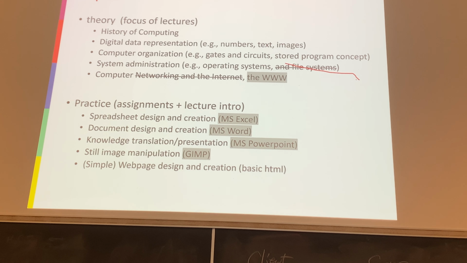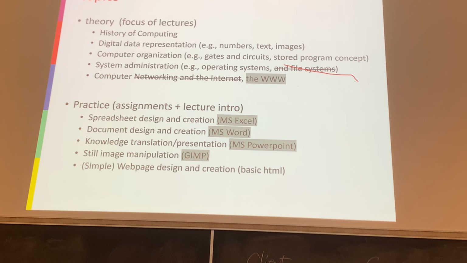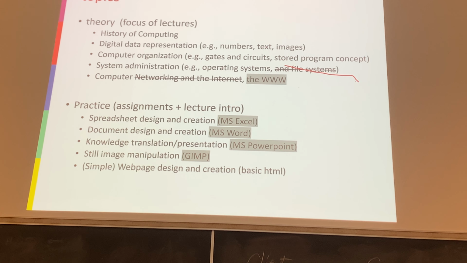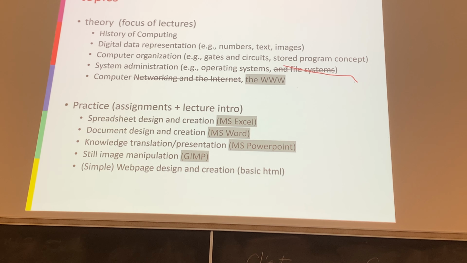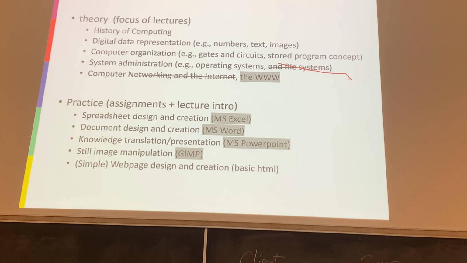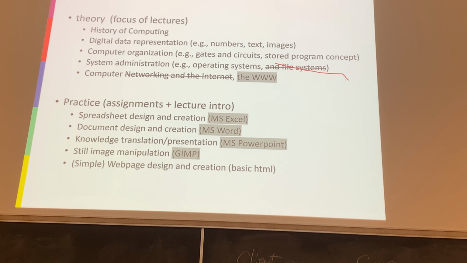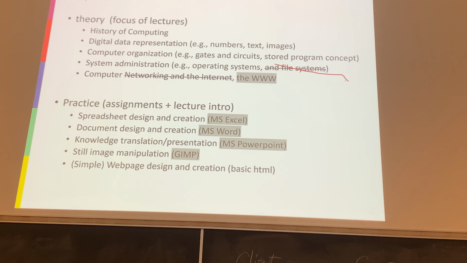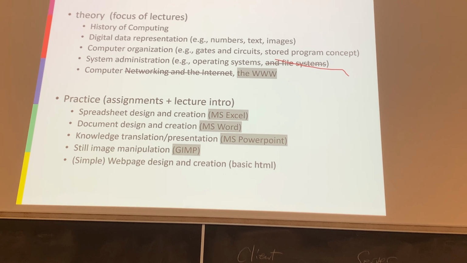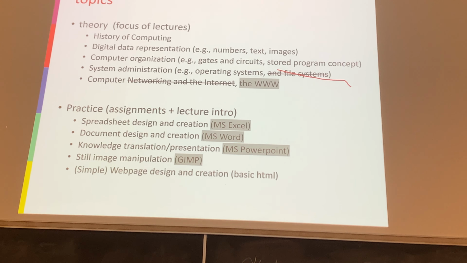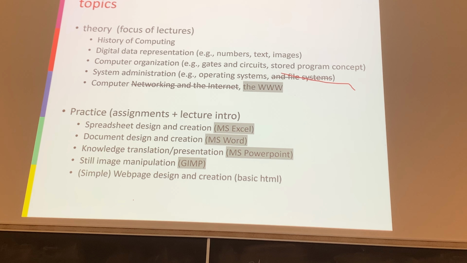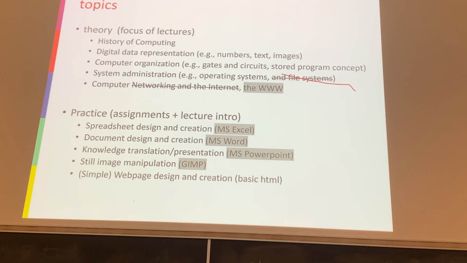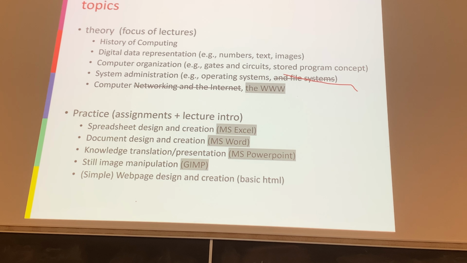After this one, normally we'll talk about three things together: the network, the internet, and at the end, normally we talk about the www. But this time, again, we just ignore the network and the internet, also IP address, something like those. We didn't cover those. So for the practice part, we have Word, Excel, these three Microsoft suites, and then GIMP and a little HTML.